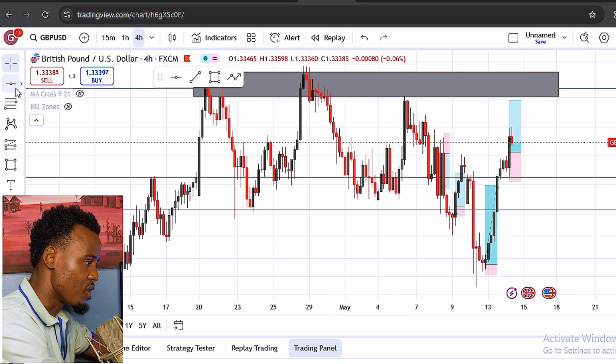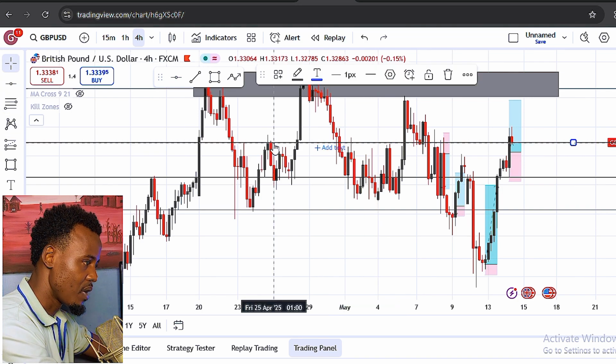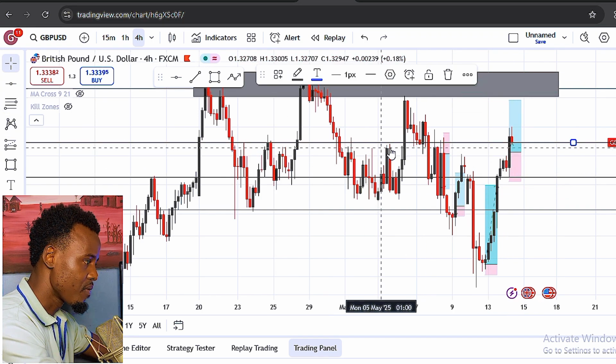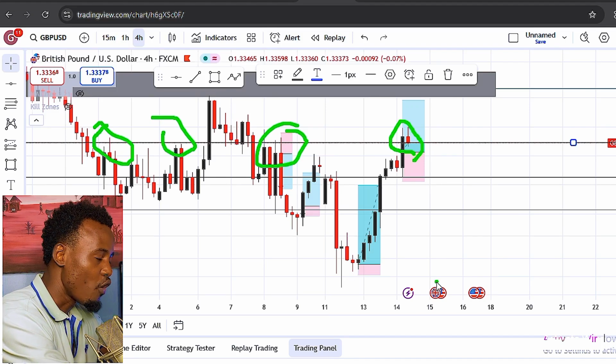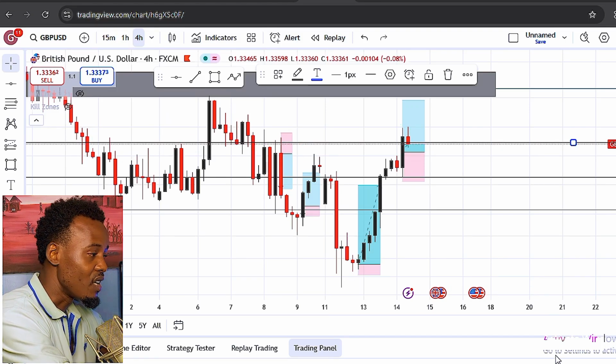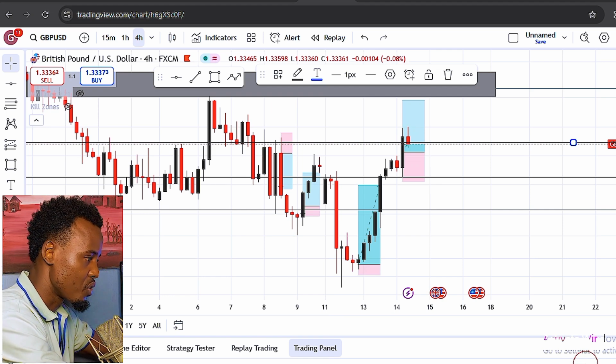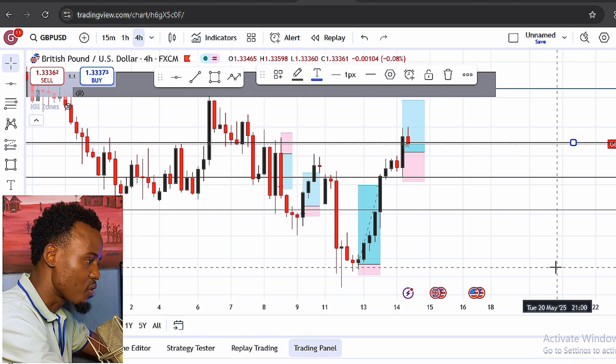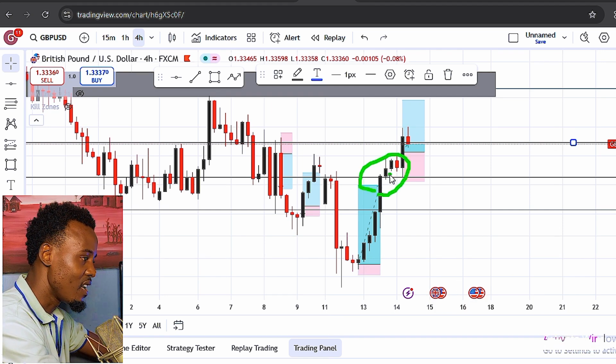We still have another resistance right here, right? Still have another resistance right here. So that is the major reason for drawing your horizontal line, and that will give you the clarity of where the price is going to. As you can see, when it gets past this horizontal line right here, the next level was this level, right? After this level now, we have a little level here, but this level might not be respected.